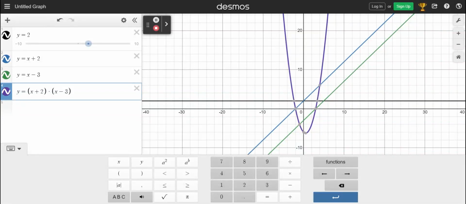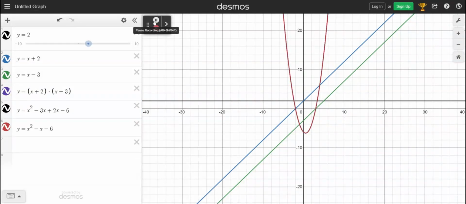And you can see that gave us a parabola. Okay. Now, I'm going to pause it here and leave it for you to work out the FOIL method before we go any further.